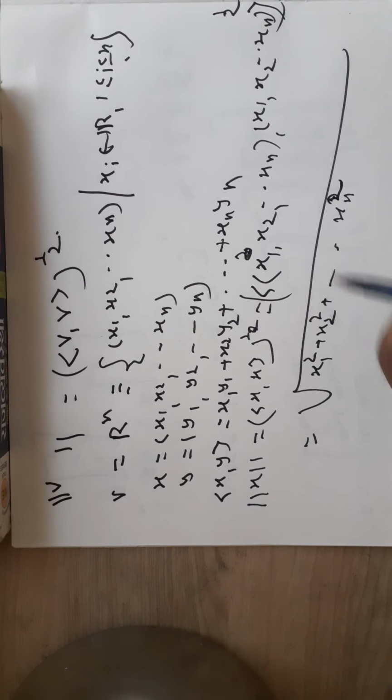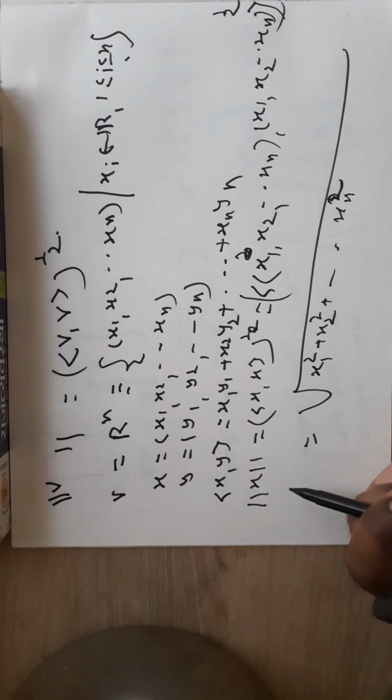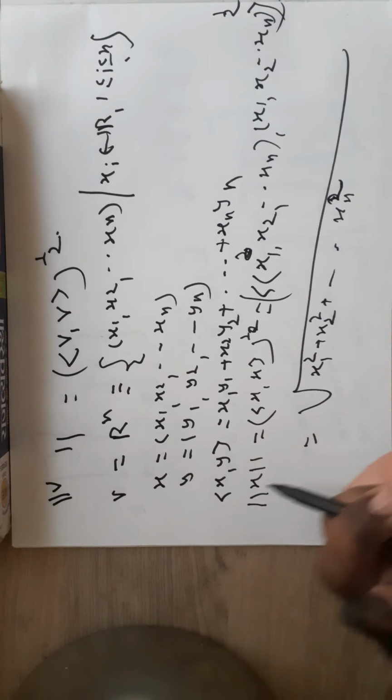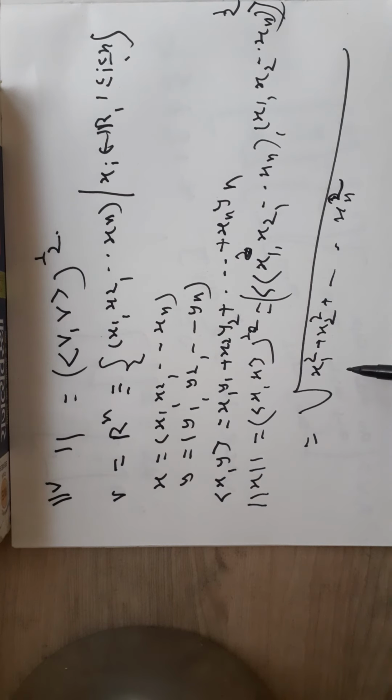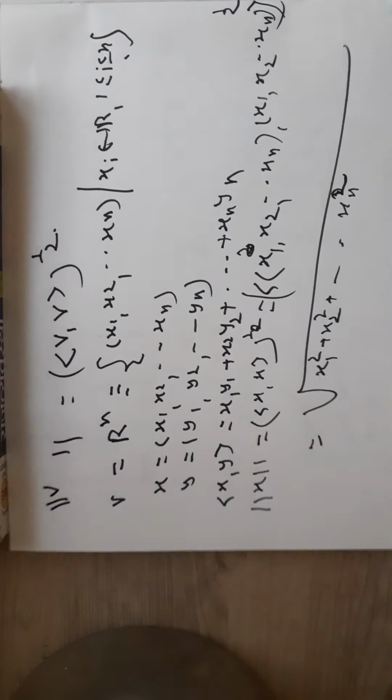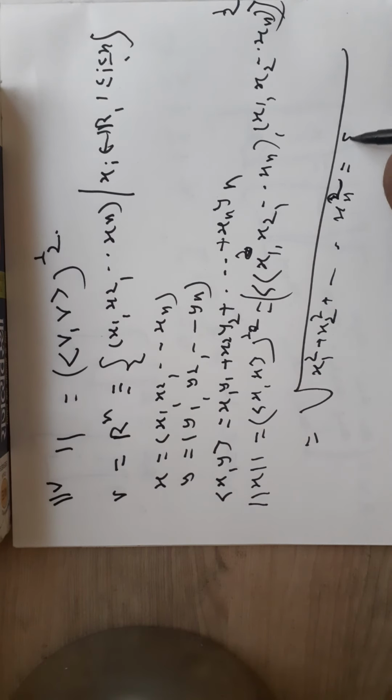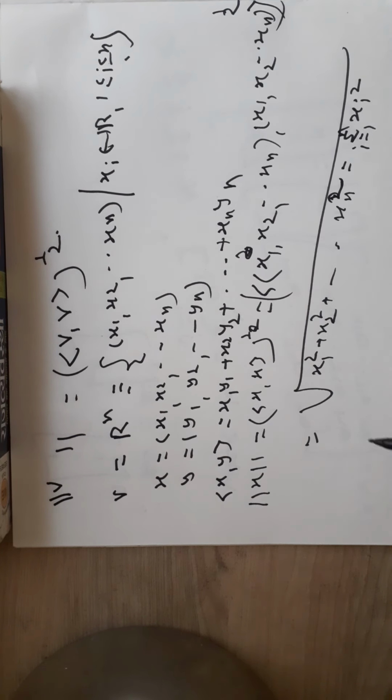Therefore, in Rn, if the inner product is the dot product, then for any x belonging to Rn, if x is equal to x1, x2, ..., xn, then the norm of x is equal to the square root of x1 square plus x2 square plus ... plus xn square, which is the sigma of xi square as i goes from 1 to n. This is the inner product in Rn, for example in R2.